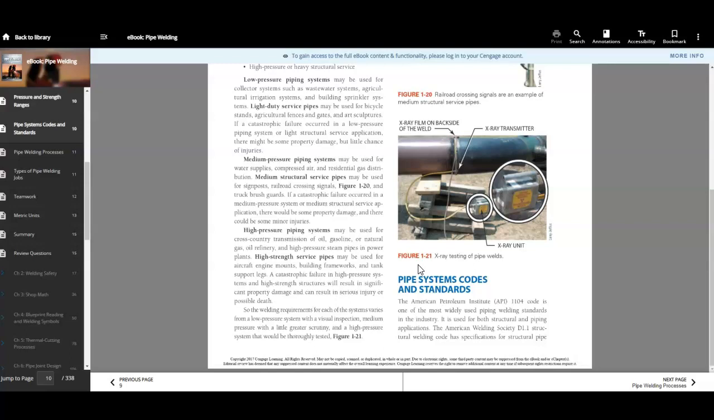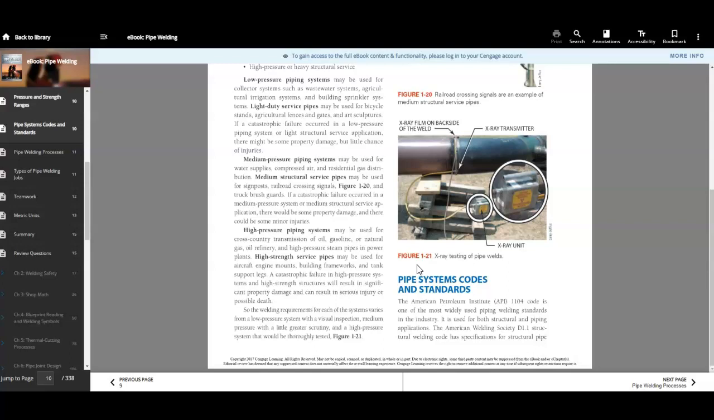Medium pressure piping systems may be used for water supplies, compressed air, and residential gas distribution. Medium structural service pipes may be used for signposts, railroad crossing signals, figure 1-20, and truck brush guards. If a catastrophic failure occurred in medium pressure systems or medium structural service applications, there would be some property damage and there could be some minor injuries.